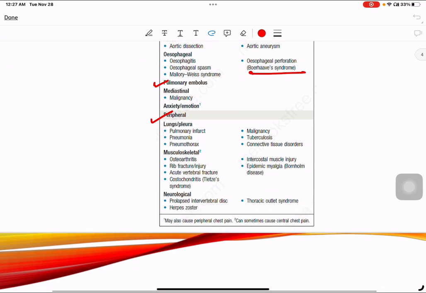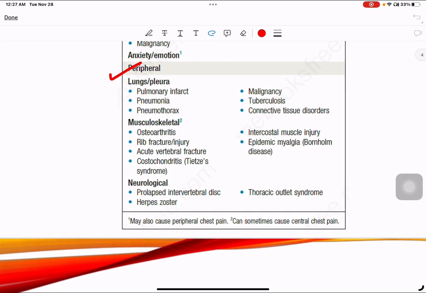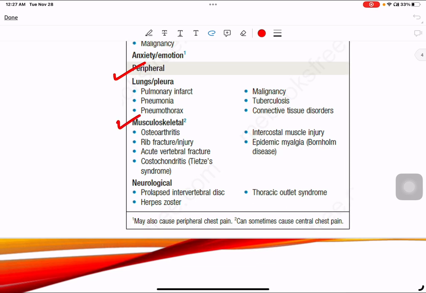And there are some peripheral causes of chest pain. Lung causes like pneumonia, pneumothorax, pulmonary infarct, malignancy, tuberculosis, connective tissue disease. Musculoskeletal causes: osteoarthritis, rib fracture, acute vertebral fracture, costochondritis like Tietze syndrome, intercostal muscle injury, epidemic myalgia. There are some neurological causes of chest pain like prolapsed intervertebral disc, herpes zoster, and thoracic outlet syndrome.